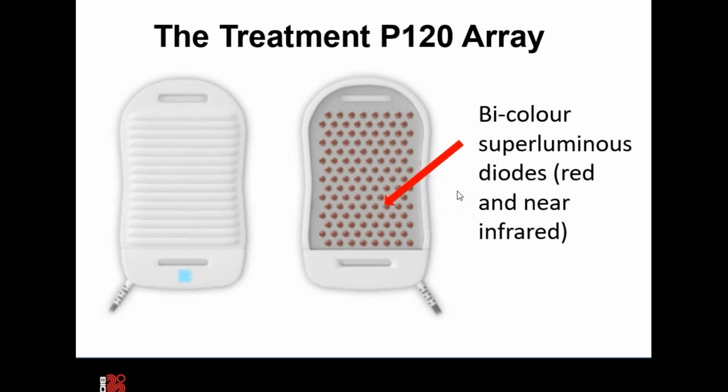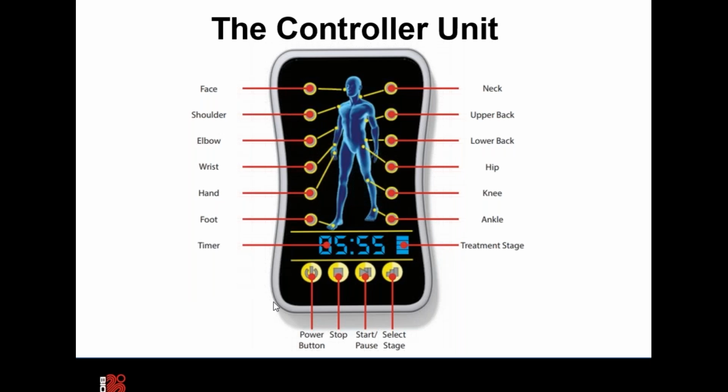When you turn these arrays over, you'll see the diodes. They're actually by color, meaning that each of these diodes will emit red and near infrared light separately. And they're superluminous diodes. It's a hybrid LED and laser diode. So it's incoherent light, it's not specifically laser diodes, but they're a little bit more powerful, you might say, and more narrow bandwidth than LEDs.